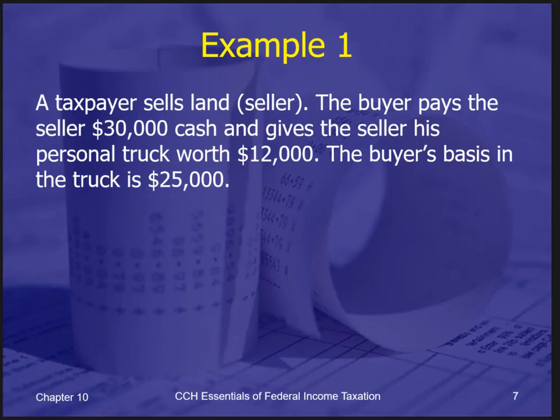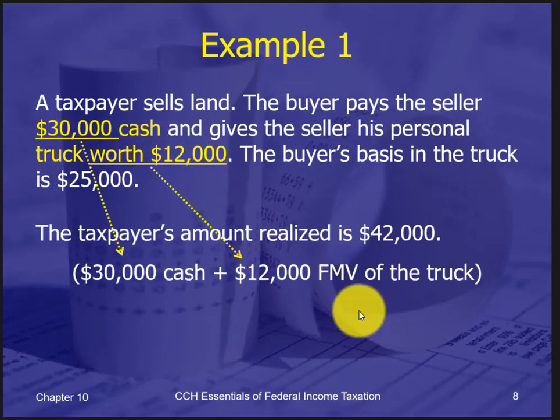So, example: the taxpayer sells land, and the buyer is paying $30,000 and a truck. The buyer's basis in the truck, he bought that truck for $25,000 years ago, that really isn't a matter. All that we care about is the fair value of it right now. So how much is the taxpayer realizing? They're going to get $30,000 in cash, and they're going to get the fair market value of the truck, or $12,000, for a total of $42,000. That's what would be compared to their basis. So, as far as the seller is concerned, the buyer's basis in the truck isn't relevant.